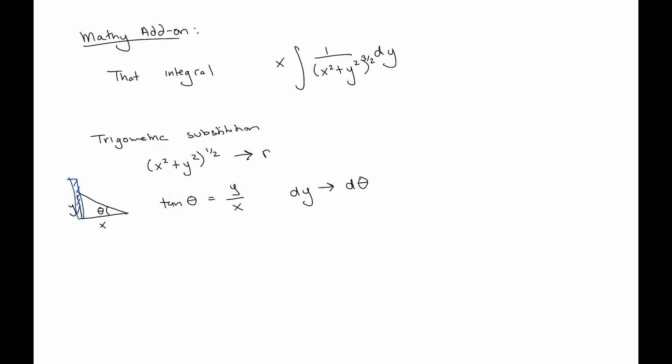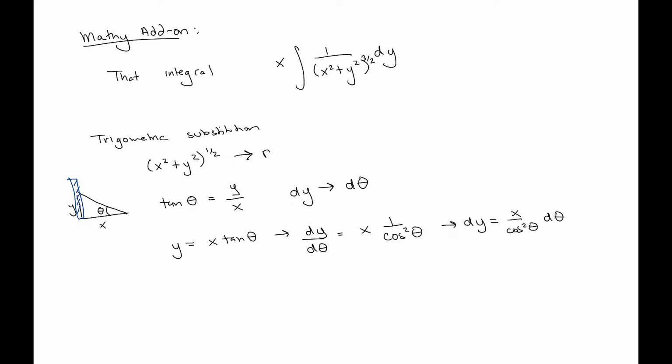I'm going to rewrite that as y is equal to x times the tangent of theta. And then if I take dy d theta, I get x is equal to 1 over cosine squared of theta. That's just the derivative with respect to theta. So that gives me dy is going to be equal to x over cosine squared of theta d theta, okay?